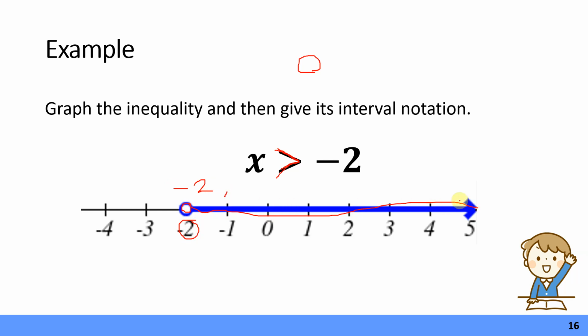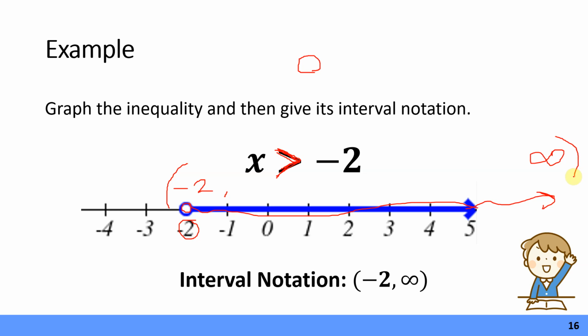And it ends in, please do not say 5, right? It keeps on going all the way to positive infinity. Now, because of this sign, what do I use? Brackets or parentheses? Okay, we use parentheses. So I put a parentheses here, and regardless, this always goes with parentheses, right? Infinities always go with parentheses. So that is my interval notation.